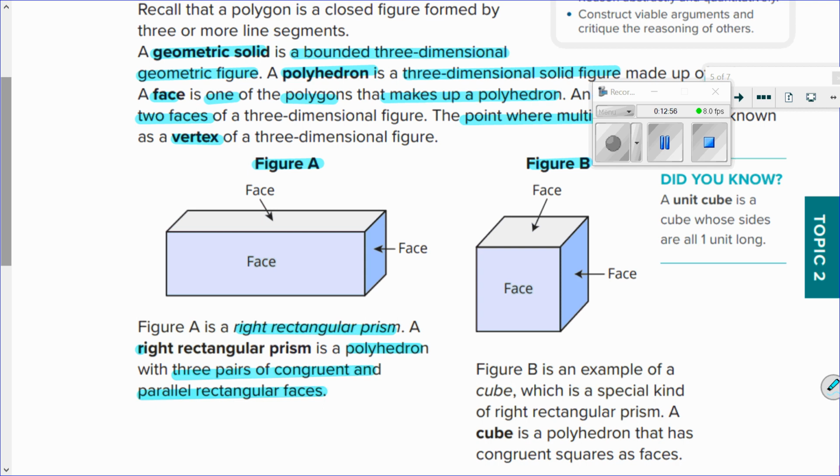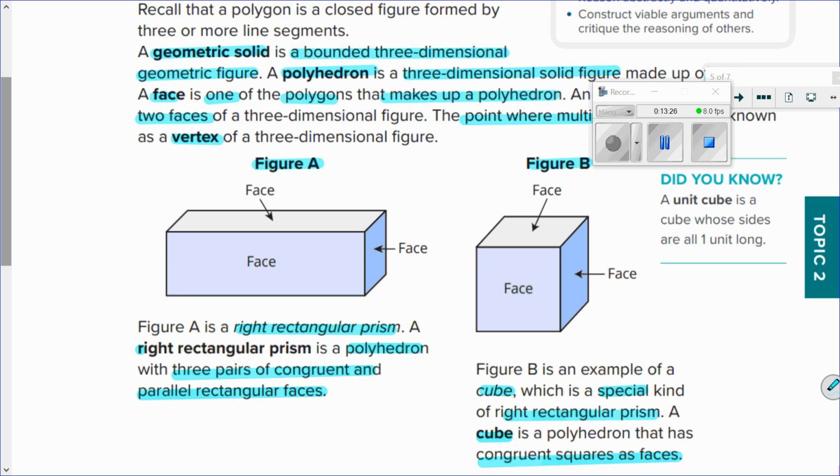Figure B is a cube, which is a special kind of right rectangular prism. Cube is a polyhedron that has congruent squares as faces. So the big difference between a right rectangular prism and a cube is in a cube, all of the faces are exactly the same. In a right rectangular prism, the opposing rectangles are the same, but they aren't necessarily all the same. Does that make sense so far?